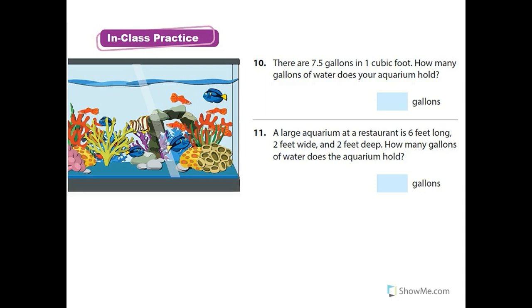So we already know that it's 2 cubic feet, right? So 7.5 times 2. Mr. Pingman, I don't know how to multiply a decimal. I'm going to show you how real quick. So first we multiply just like we would any other number. So we're going to treat it like there's no decimal. 2 times 5 is 10. Carry that 1. 2 times 7 is 14. 14 plus 1 is 15.